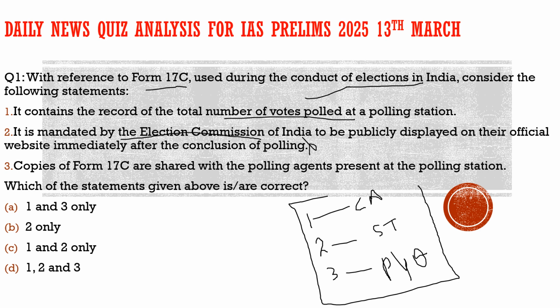Now let's apply the elimination method here. We understood that the second statement is incorrect. We can eliminate option B, option C, and option D. We are left with option A only, that is 1 and 3 only. So this is how we solve the questions in the exam.